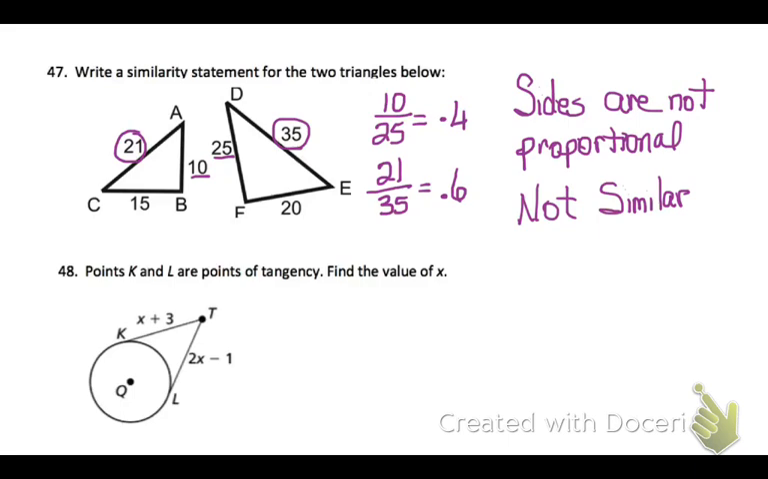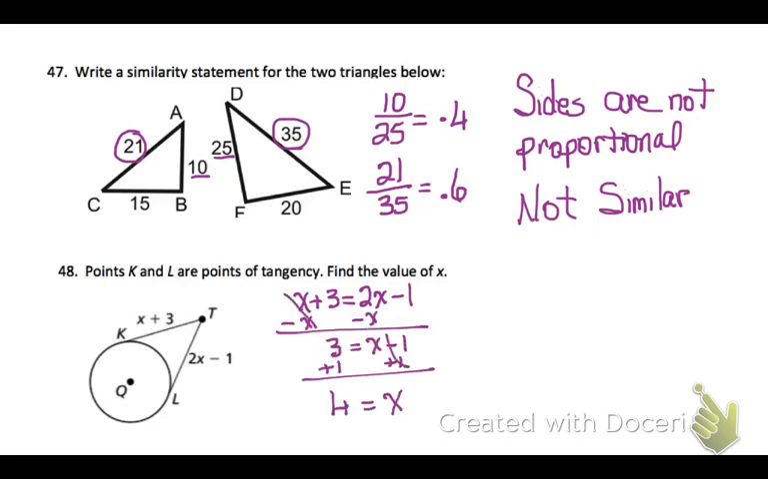Now, on 48, points K and L are points of tangency. Now, we learned that if we have two lines that are tangent to the same circle and meet at the same point in space, those two lines are congruent. So I'm just going to set the lengths of both of these lines equal to each other, and then I'm going to use algebra to solve and get that x equals 4.